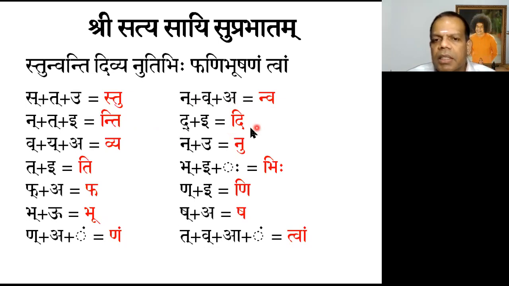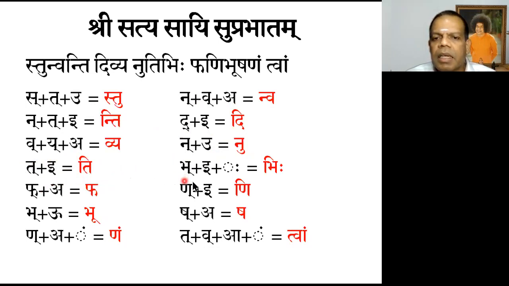The next letter is di. Id plus e is di. The next letter is a compound consonant. Ud, e, and a. Dvya. So divya. The next letter is nu. In plus u gives us nu. Next letter is ti. It plus e, ti.